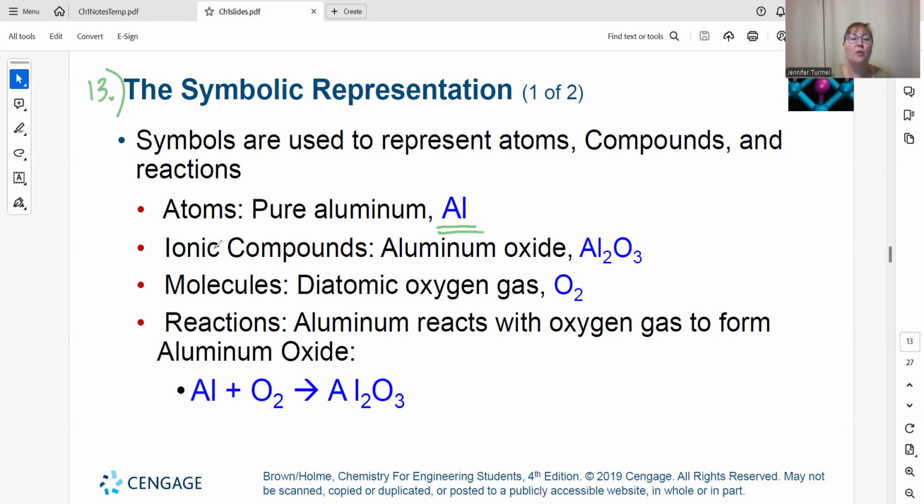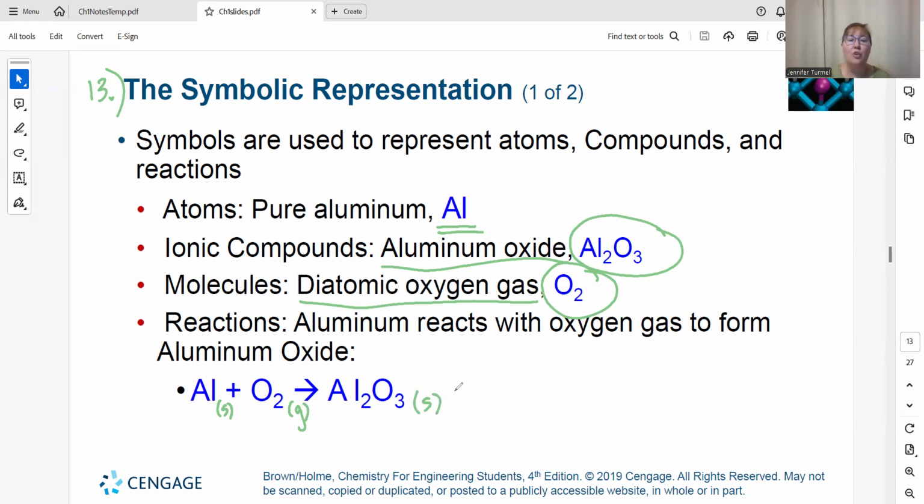Now, let's create an ionic compound, such as aluminum oxide, and that's going to form Al2O3. Now we can have molecules, and one example of that is diatomic oxygen gas. Oxygen gas only exists diatomically, so when it's by itself, it's going to be O2. And then the reaction between aluminum and oxygen to form aluminum oxide would look like this, where you have solid aluminum plus gaseous oxygen forming solid aluminum oxide.